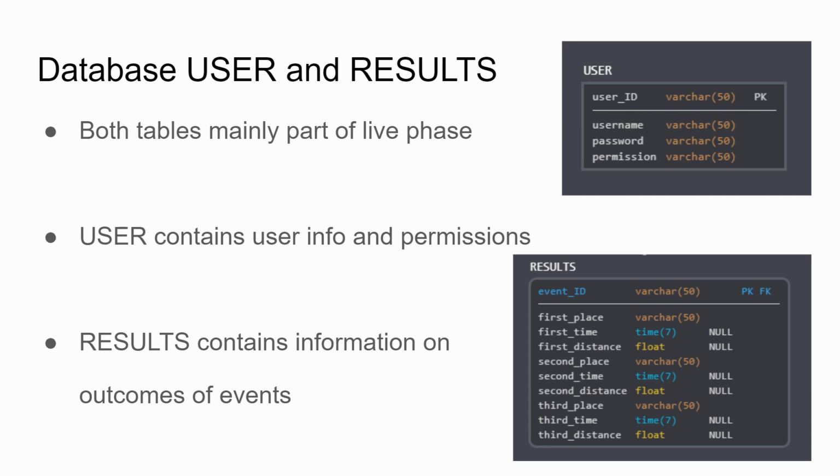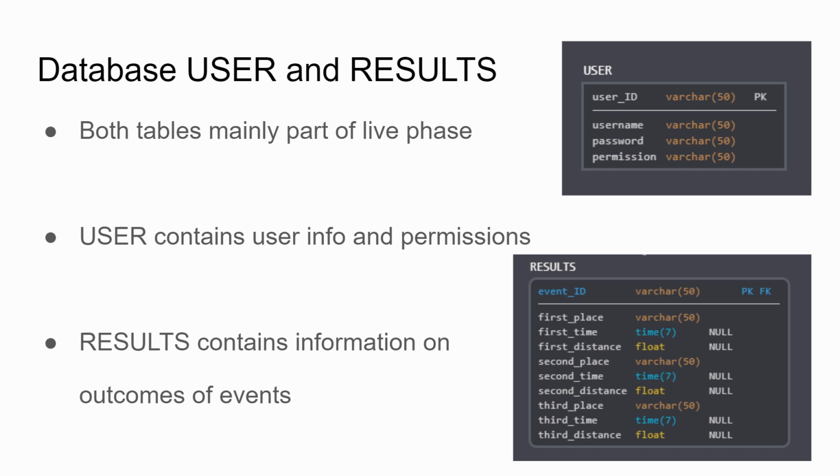The live phase occurs during Relays Week. This is when users will be interacting with the database. The table any user interacts with will be the user table. This table holds the login information for users once they register with the app. This table includes 4 attributes: user ID, the primary key, username, password, and user permission.